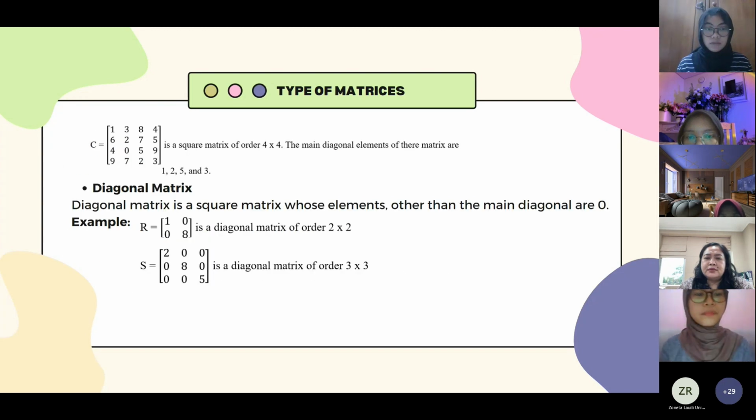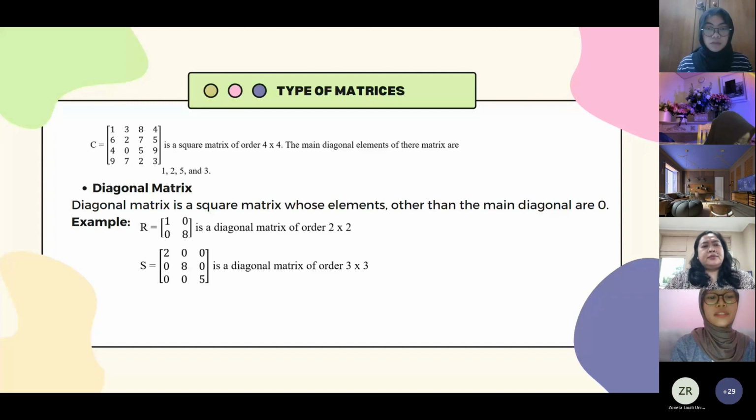Square matrix, I mean. Okay, next, a diagonal matrix. A diagonal matrix is a square matrix whose elements other than the main diagonal are 0. For example, R = [1 0; 0 8] is a diagonal matrix of order 2 by 2. And the second example is matrix S = [2 0 0; 0 8 0; 0 0 5], a diagonal matrix of order 3 by 3.